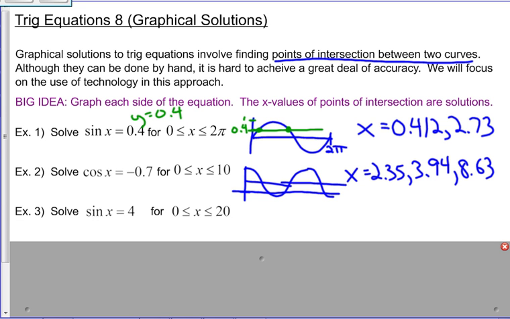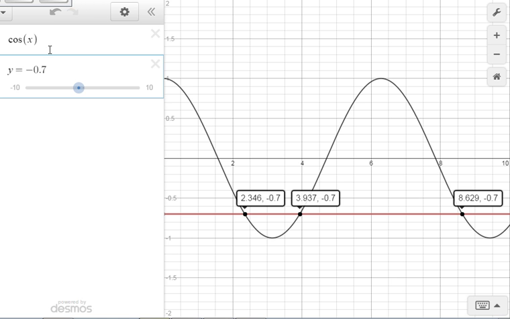Sine x equals 4 for 0 to 20. So I'll go in and put in sine x.